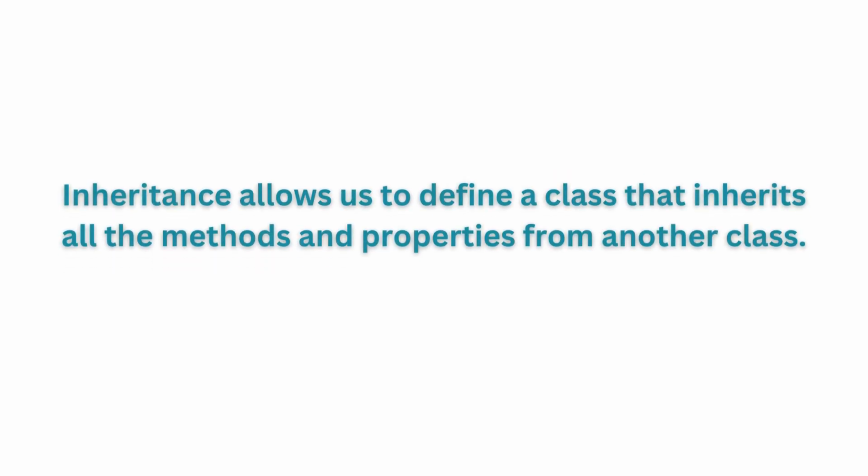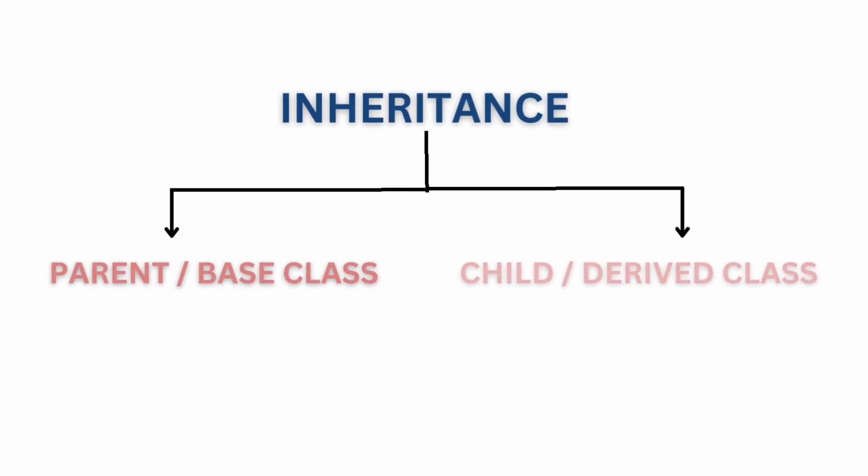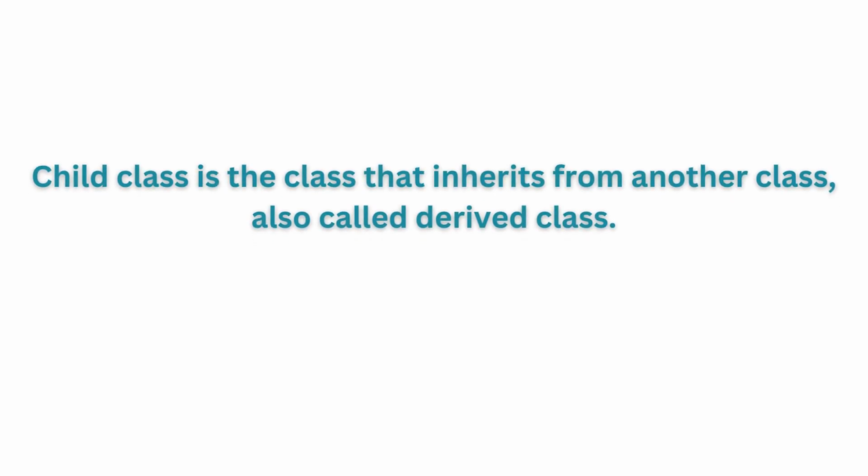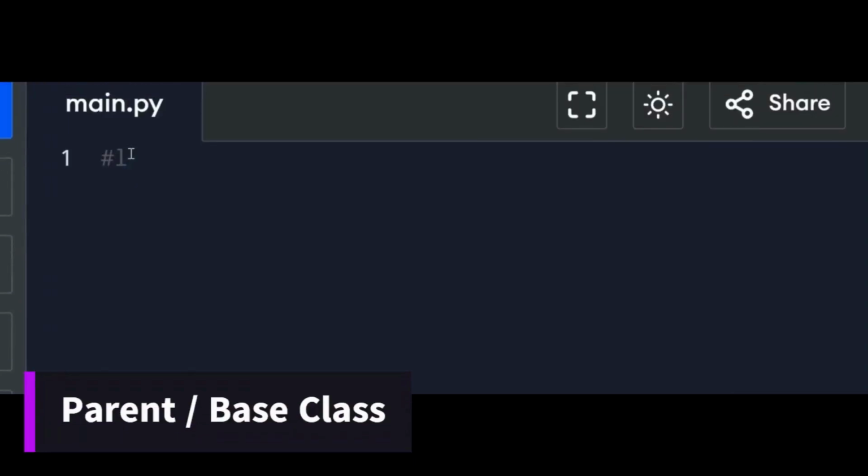Inheritance allows us to define a class that inherits all the methods and properties from another class. In inheritance, we have two types of classes. One is parent class and the other is child class. Here, the parent class, which is also known as base class, is the class being inherited from, whereas the child class, also known as derived class, is the class that inherits from another class.